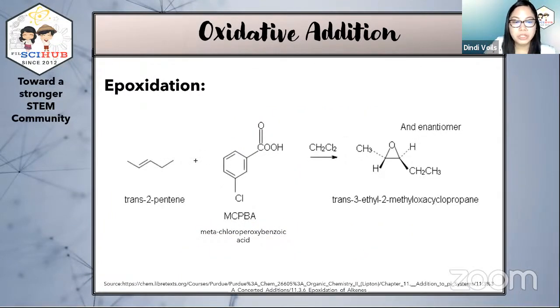Another oxidative addition is epoxidation using MCPBA, which is metachloroperoxybenzoic acid, in the presence of dichloromethane. As you can see, a three-membered ring is formed across the double bond.